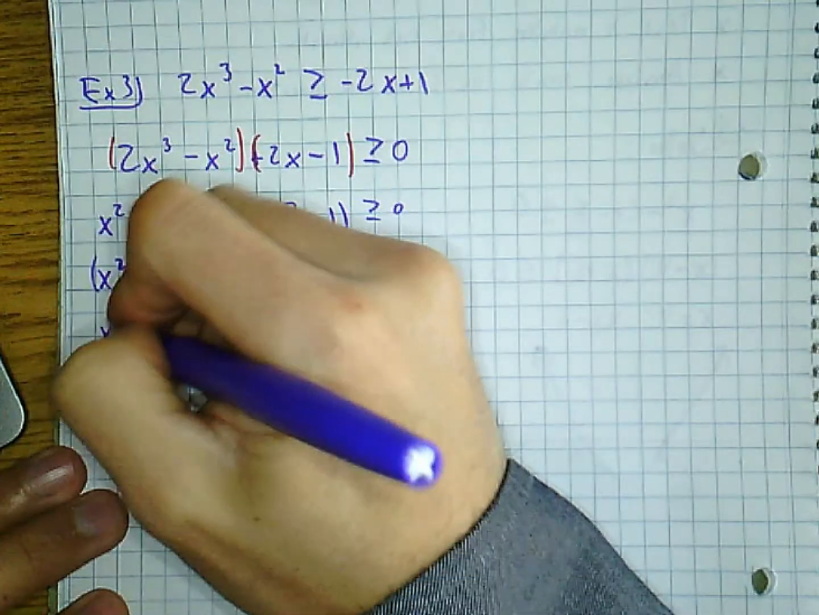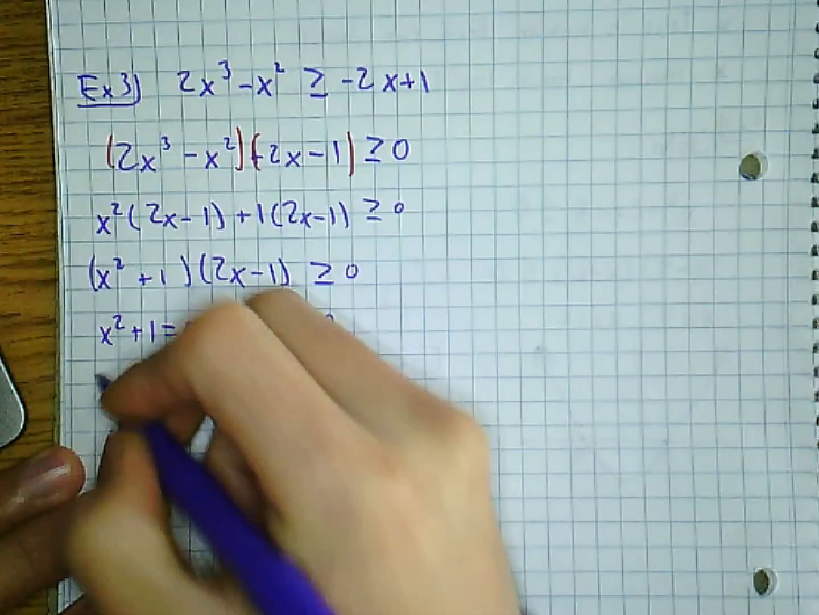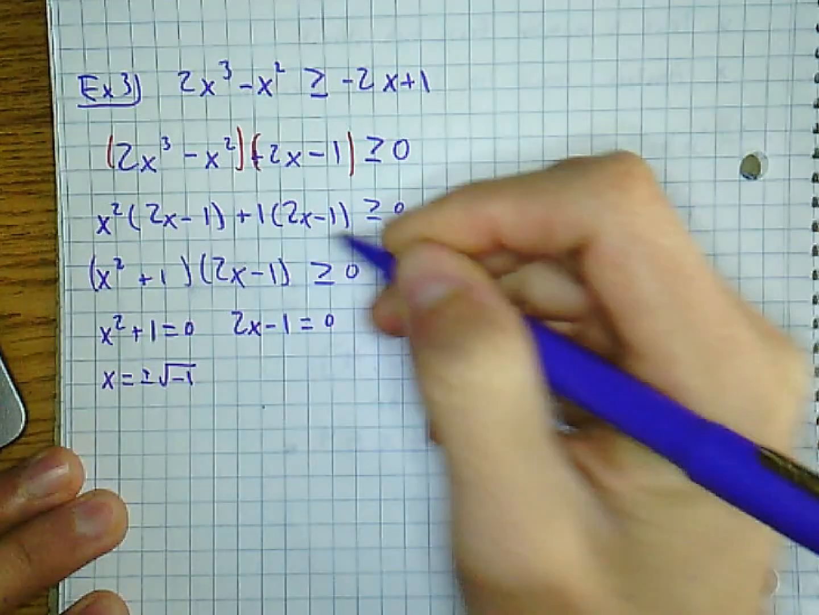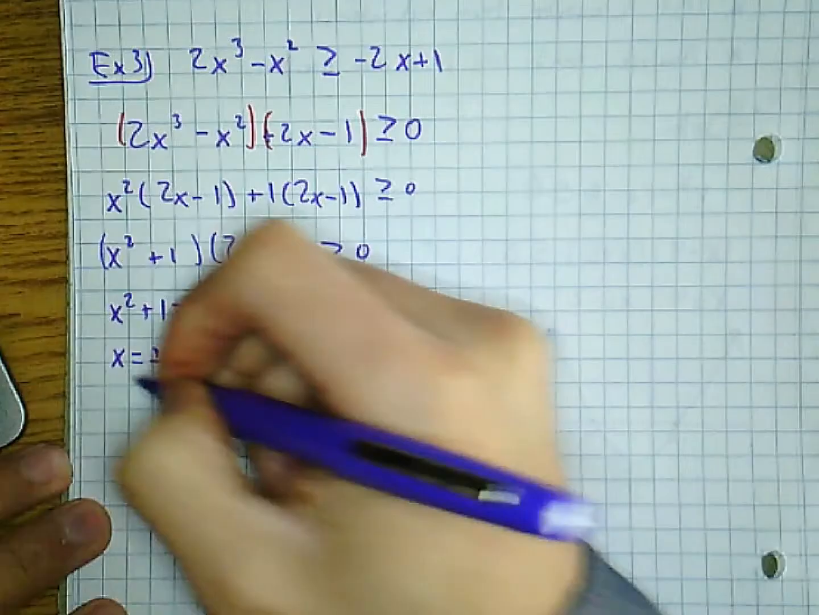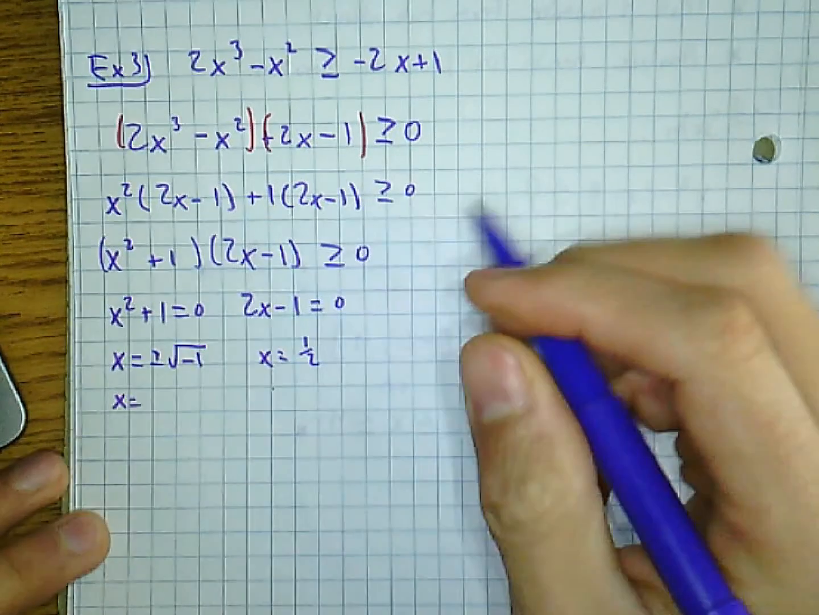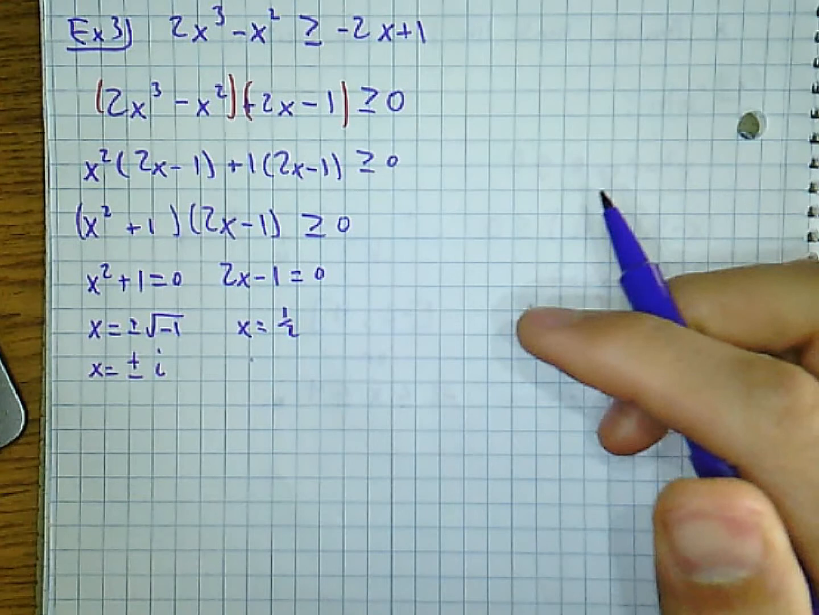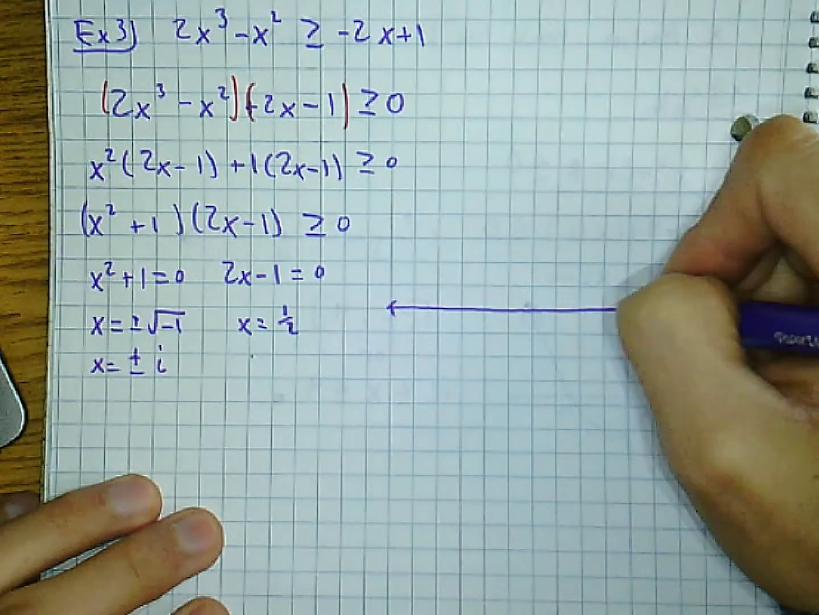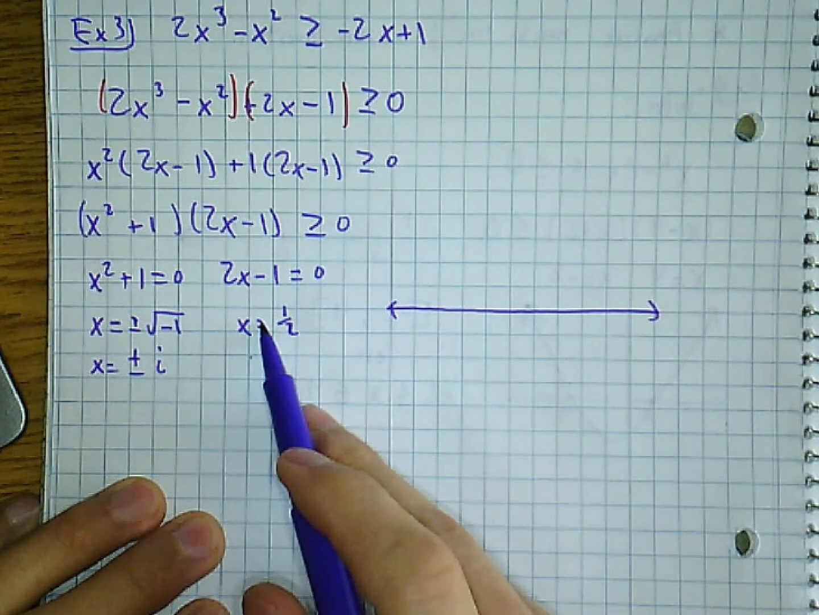Okay, so I'm going to set each one of these factors equal to 0. This is going to give me x equals plus or minus the square root of -1, and this is going to give me x equals 1/2. Square root of -1, you must remember that that is i. It's an imaginary number, therefore it is not going to show up on my graph, which means it is not going to affect my number line. So I am not going to include this on my number line. I'm going to go ahead and just include the number 1/2.